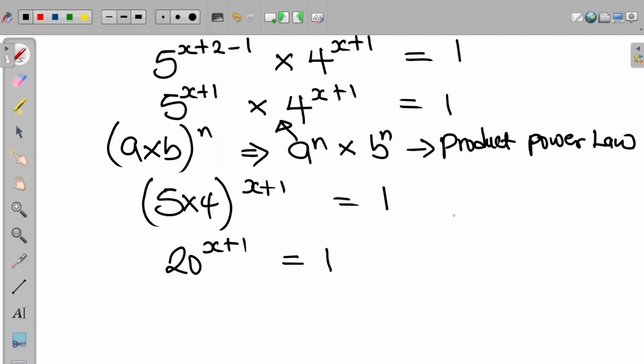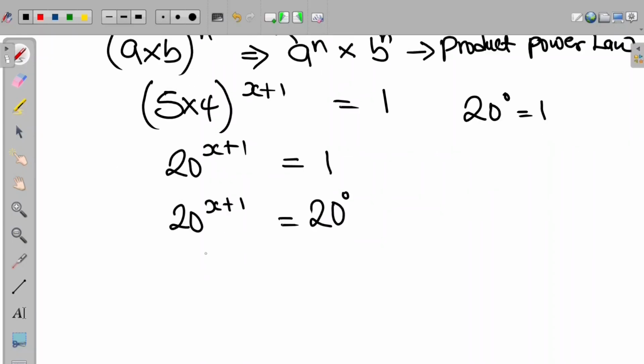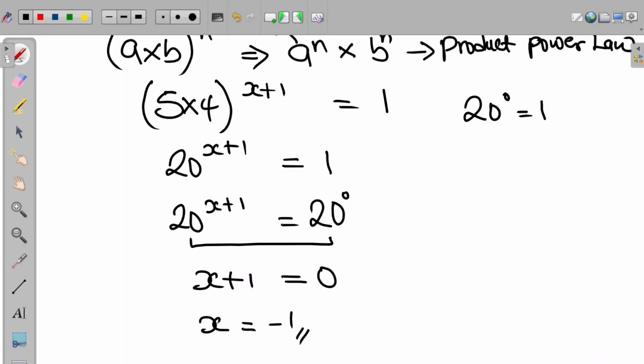Recall that 20 raised to the power of 0 is still equal to 1. So this becomes 20 raised to the power of x plus 1 is equal to 20 raised to the power of 0. Since the bases are the same, then the indices or their powers should be the same. So x plus 1 is equal to 0. So x is equal to negative 1.